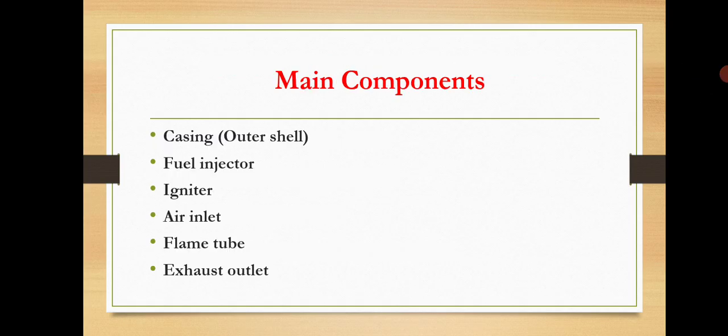Main components of combustion chamber. First one is casing, second one is fuel injector, third one is igniter, fourth one is air inlet, fifth one is flame tube, and sixth one is exhaust outlet.